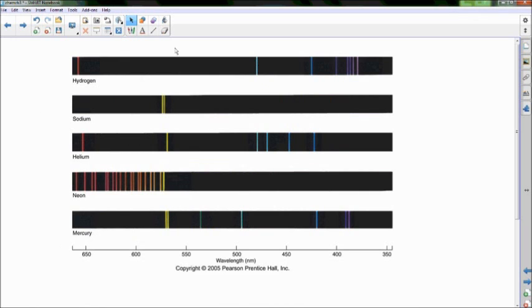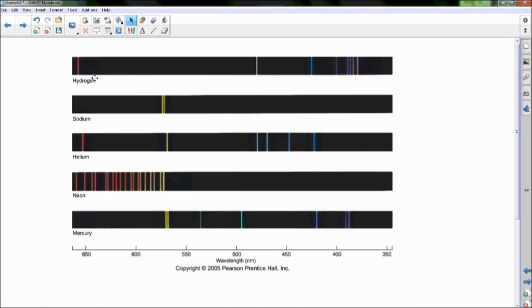Okay, just to kind of show you and compare, I guess we don't have argon up here, but of course argon had lots of lines. But you can see each different element, hydrogen, sodium, helium, is going to give specific different lines, and we can use those to tell those things apart.